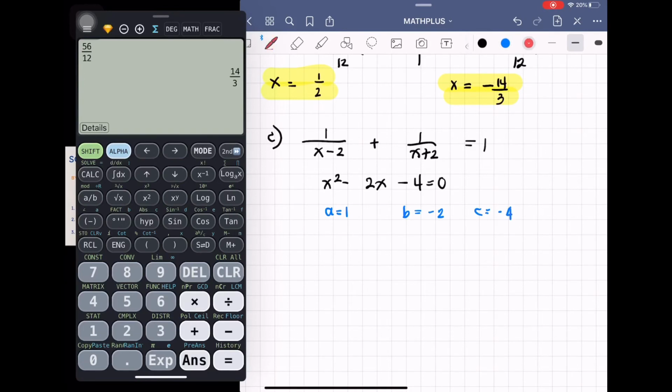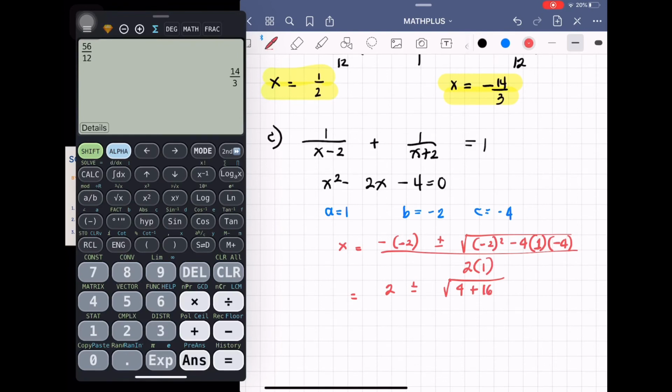And then use again your quadratic formula. So that's negative b, so that's negative of negative 2, plus or minus the square root of b squared. So that's negative 2 squared minus 4 times a, which is 1, times c, which is negative 4, all over twice of a, which is 1. Simplifying, you get positive 2 plus or minus the square root of 4 plus 16, okay, all over 2.